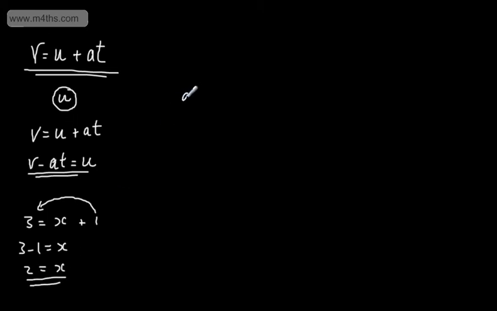Let's say we wanted to make A the subject. This is slightly trickier. So what we have is V is equal to U plus AT. If I think about A, it started off multiplied by T, then we added U and we got V. Therefore, we need to undo this. So I'm going to subtract U from both sides of the equation. That gives me V minus U is going to be equal to AT.